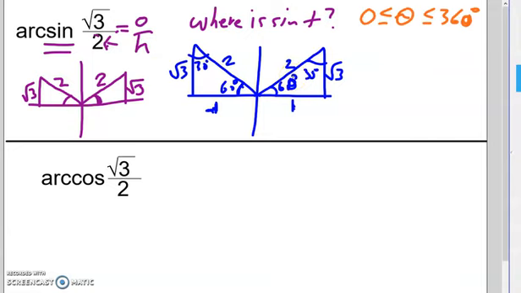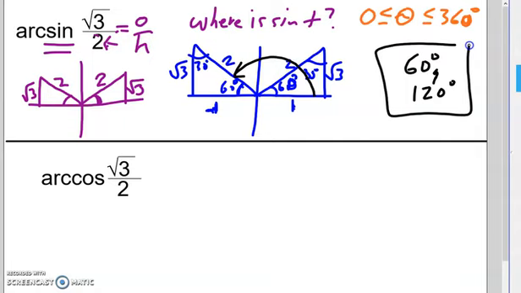And so which angles can give me a square root of 3 over 2? It would be 60 degrees for sure. And then the other angle that could give me this ratio is over here. And that angle is 120 degrees. And that's it. That's my answer. So that's the arcsine of square root of 3 over 2, given that we have to find them in this range over here.